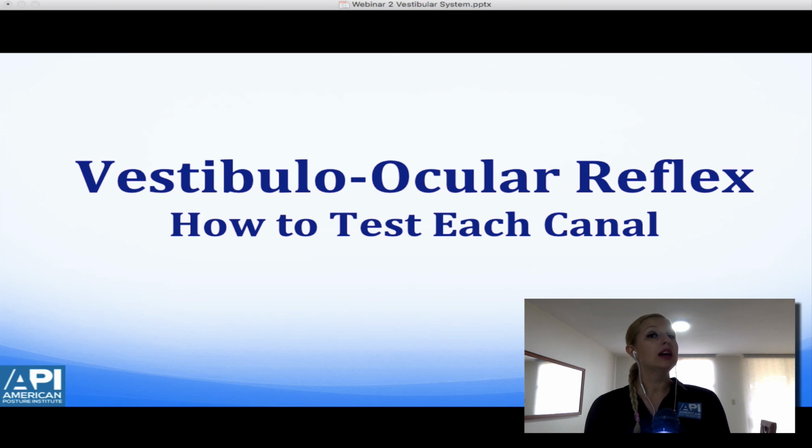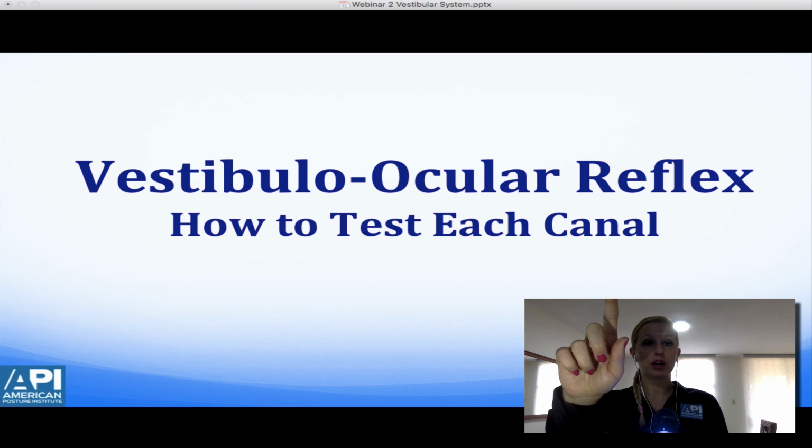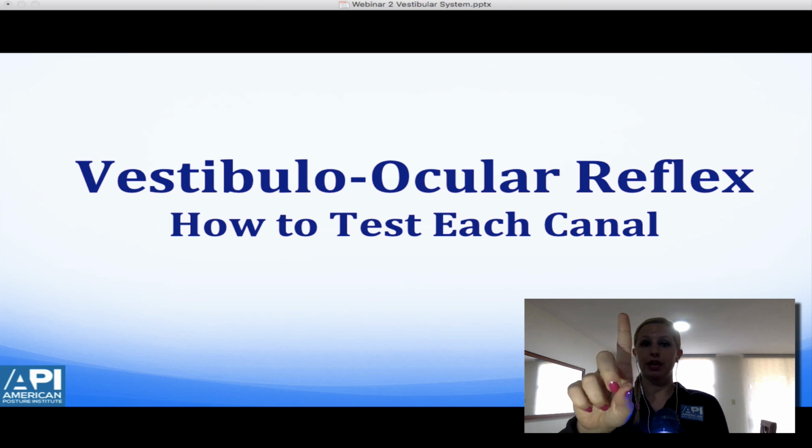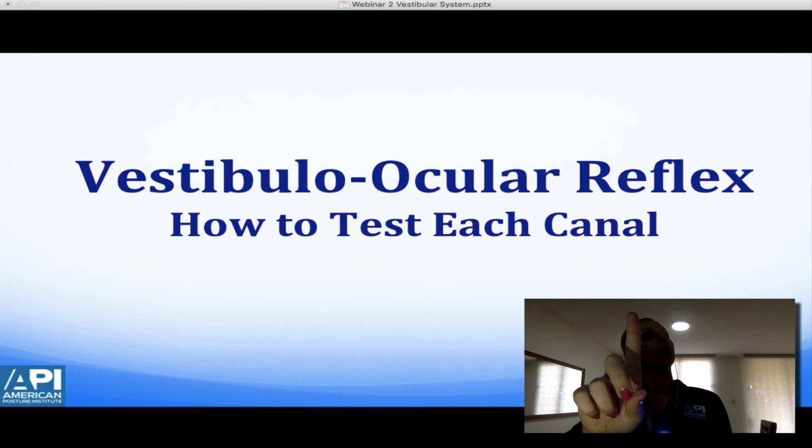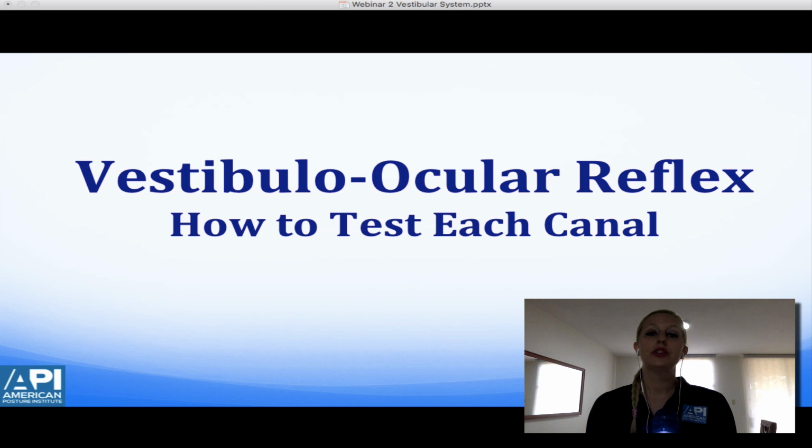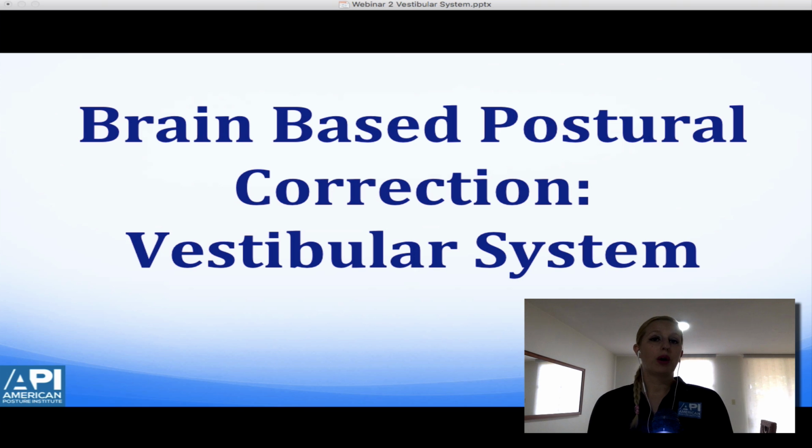So even if I'm testing the left posterior canal, I'm keeping my eyes focused forward on the same image here, or the same point. Okay, moving it quickly back to see if I can keep my gaze stabilized and centralized, okay? So from that point, we just did one leg balance and we did VOR testing.